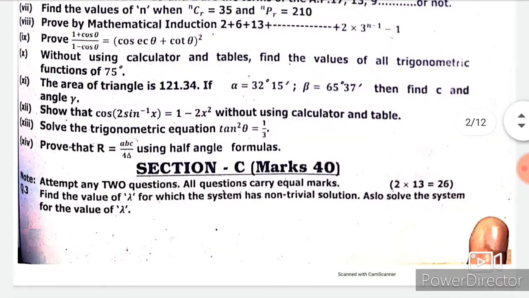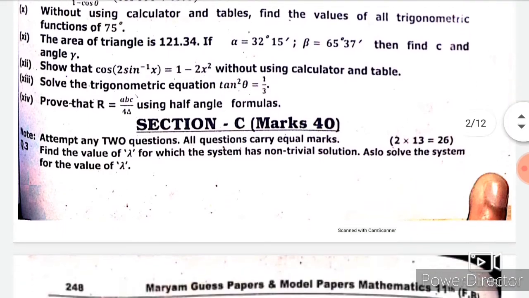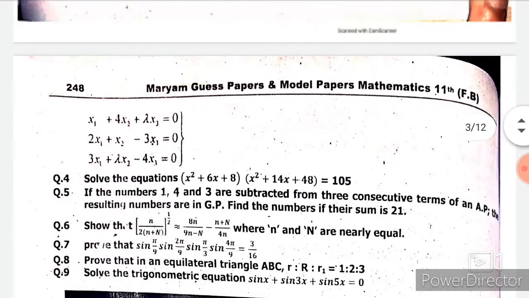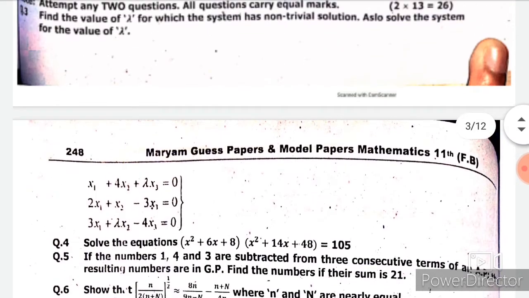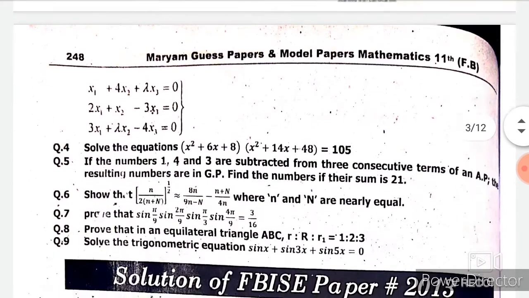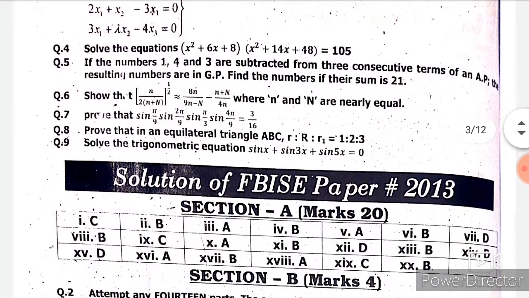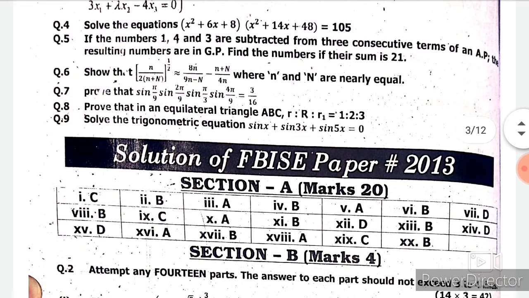Now we have Section C, which contains 40 marks, and we have to attempt any 5 questions out of 7. So now coming towards the solution. Here is the solution of the MCQs.